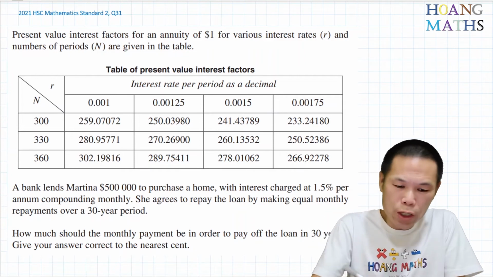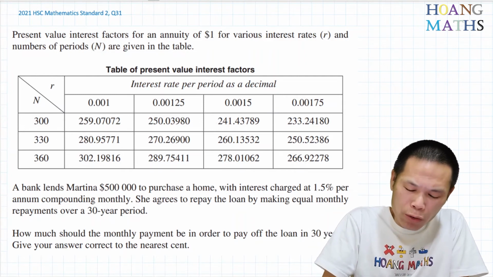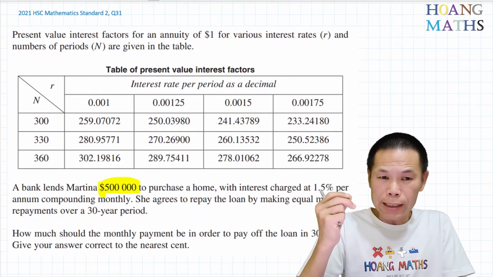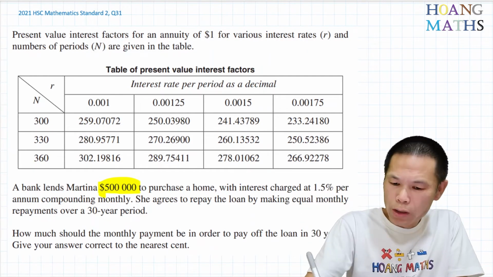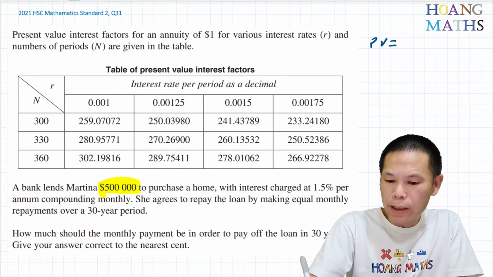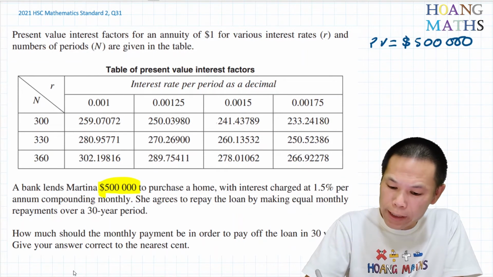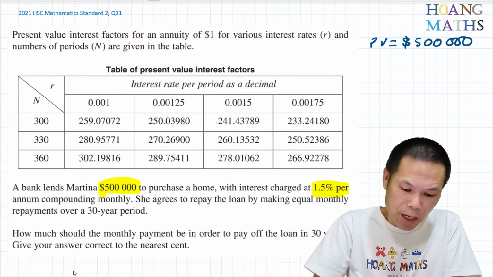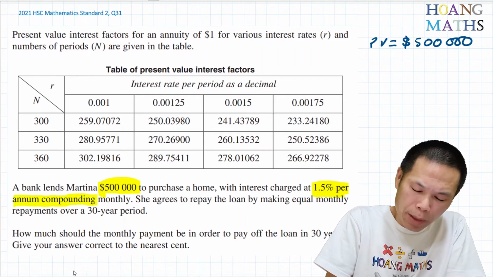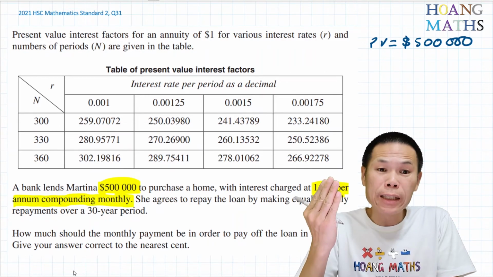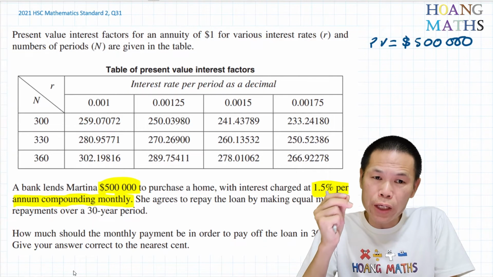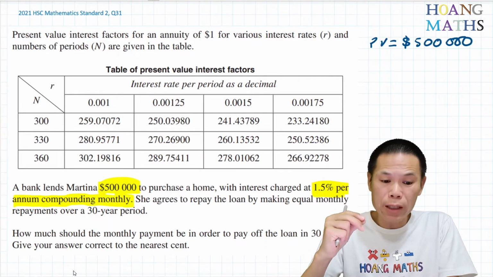So first of all, we know that Martina borrowed $500,000. So this means that is the present value. So the present value is $500,000. And the interest rate is 1.5% per annum. But then we compound it monthly. So therefore, we need to convert the interest rate into months as well.